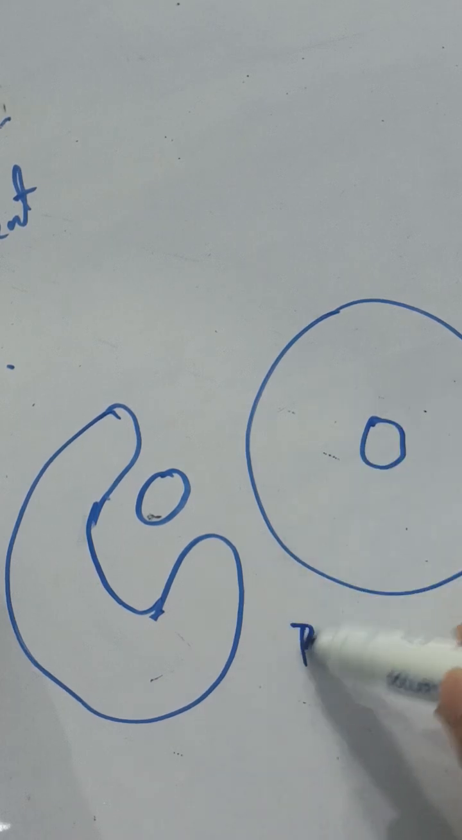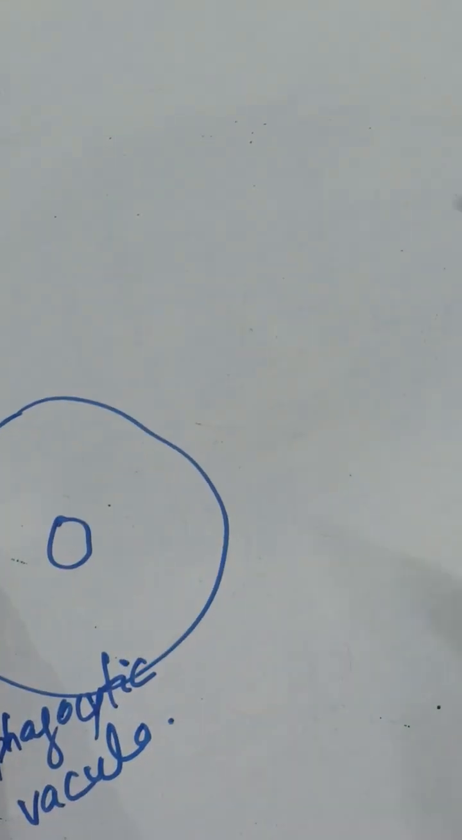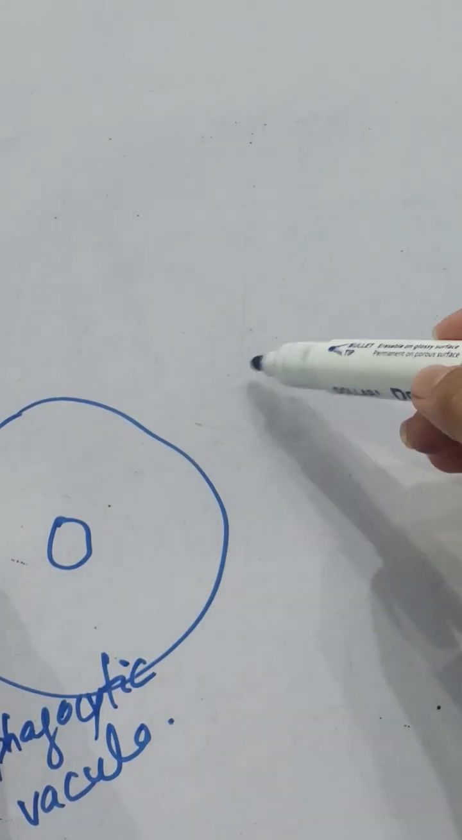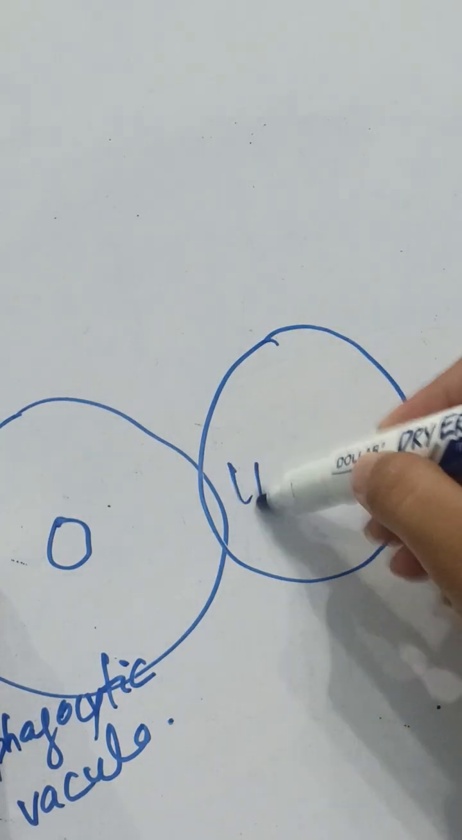and this vesicle is called a phagocytic vacuole. Okay, the vacuole spelling is wrong, so please correct that. And then after that, another thing combines with this phagocytic vesicle, which is called the lysosome.